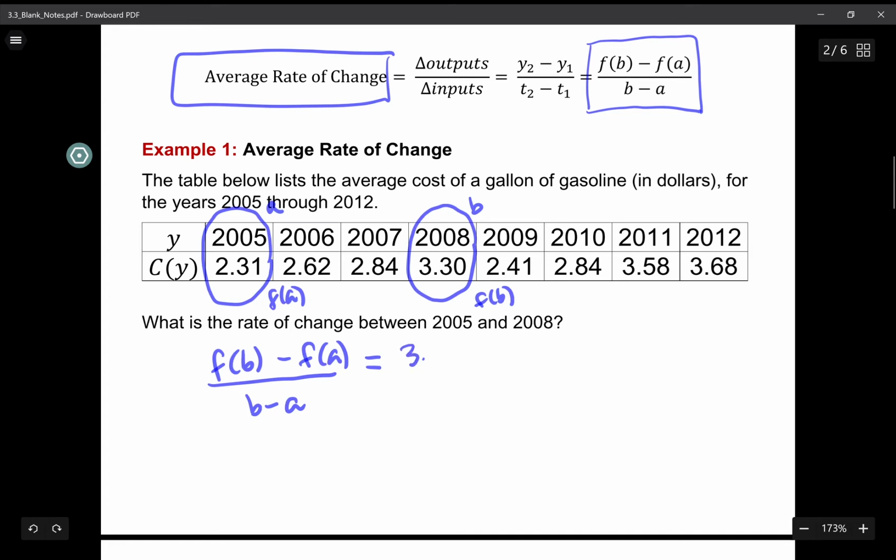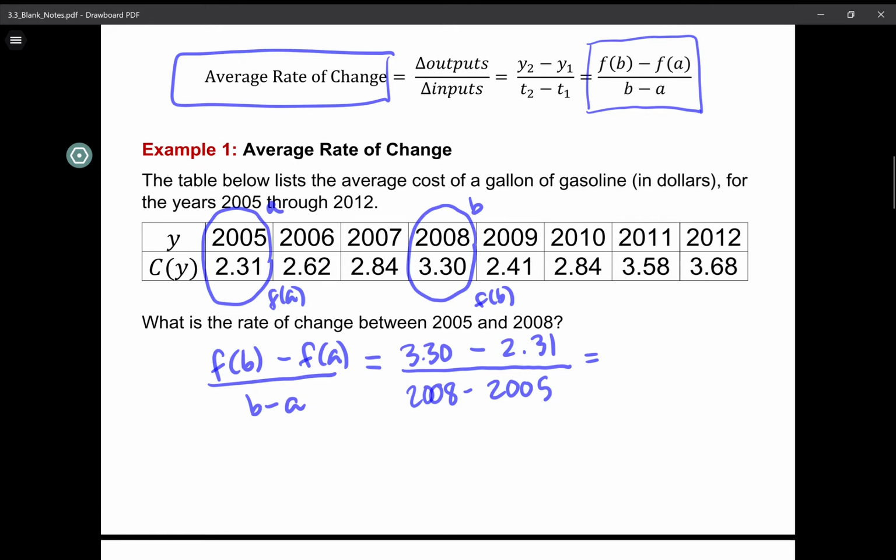So 3.30 minus 2.31 over 2008 minus 2005. All right, well, what is 3.3 minus 2.31? Let's ask Siri. What is 3.30 minus 2.31? The answer is 0.99. Thanks, Siri. 0.99 divided by 3. What is 0.99 divided by 3? The answer is 0.33. You guys do that? Use Siri to do your computations for you?